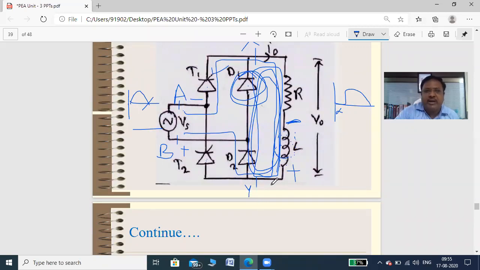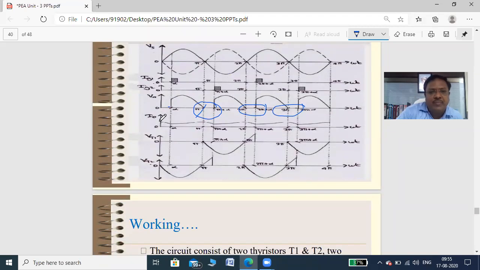So there is no need to connect an external freewheeling diode because diode D2 is already conducting, and D1 is also forward biased because of the negative terminal. So diode D1 is forward biased, D2 is already forward biased. So whatever energy is stored by the inductor is released through D2, then D1, back to the R, again L. D2, D1, R, L, D2, D1, R, L, and so on. So you will get a continuous load current. See, this is the load current.